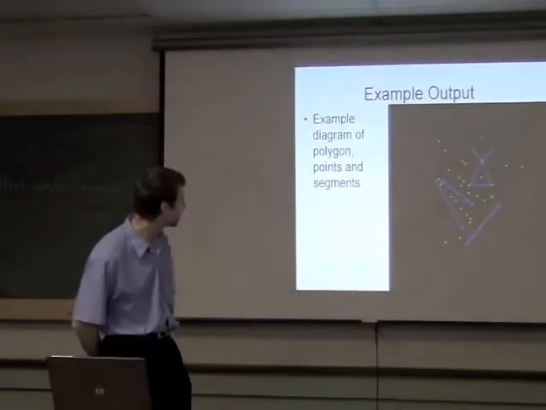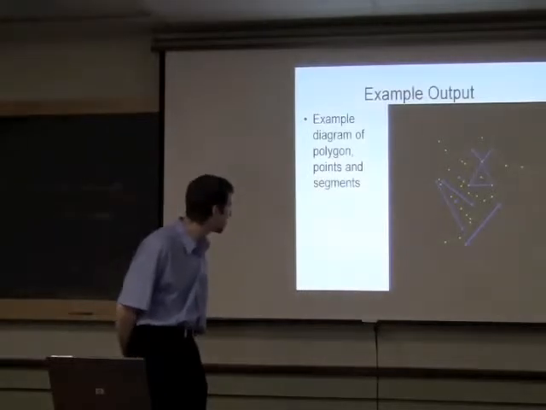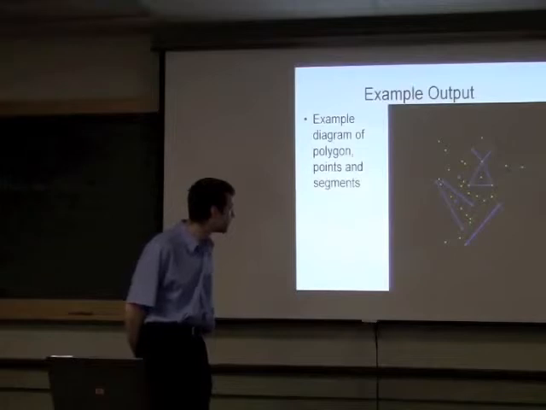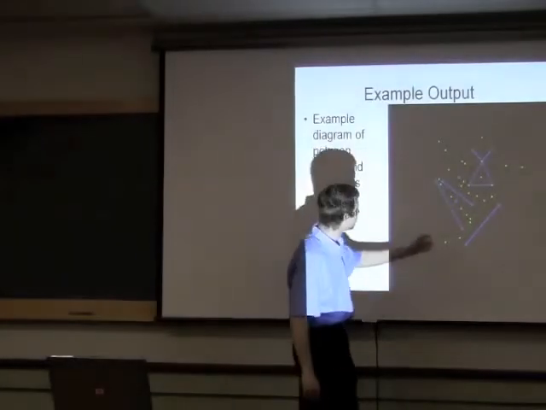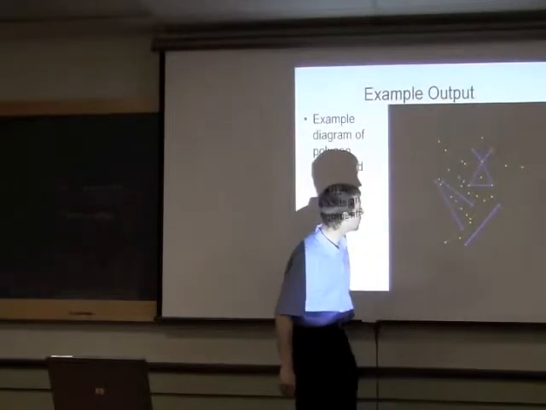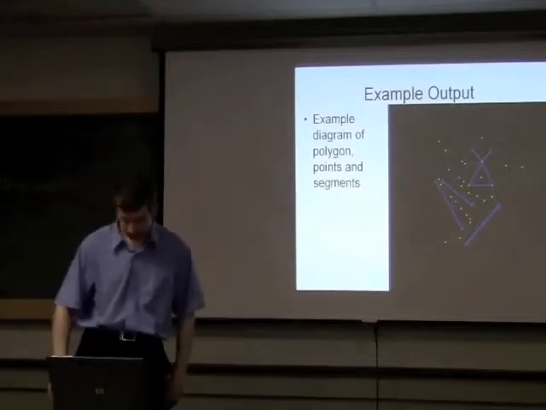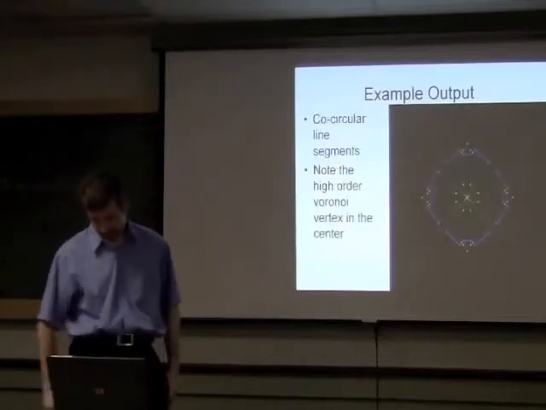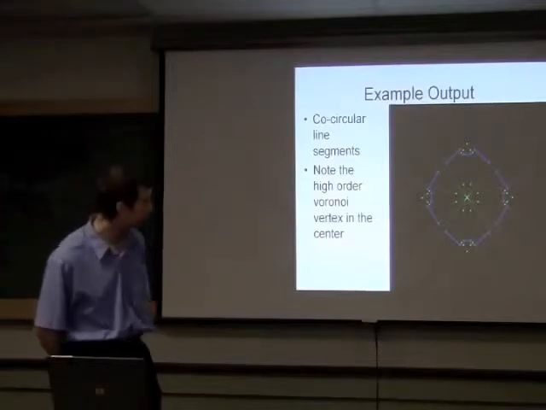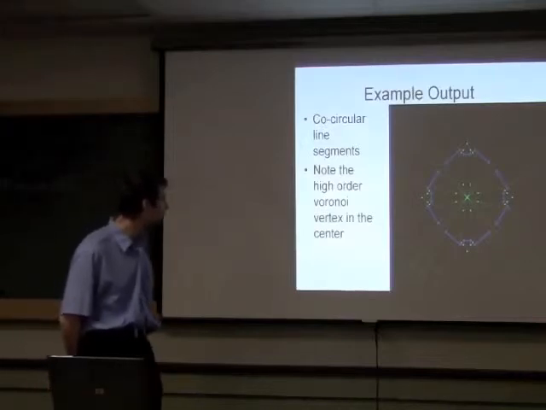Here's an example of a polygon, that little triangle with antennas there, and segments and points all being run through the algorithm. And so we can see, if you make a graph, you can tell by walking from this point outward in a kind of a breadth first search what it's near to, to do nearest neighbor type queries and that sort of thing. Here's another example of degeneracy. This time is co-circular line segments where we have the higher order Voronoi vertex in the center.